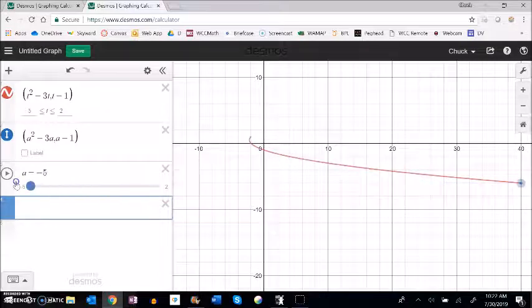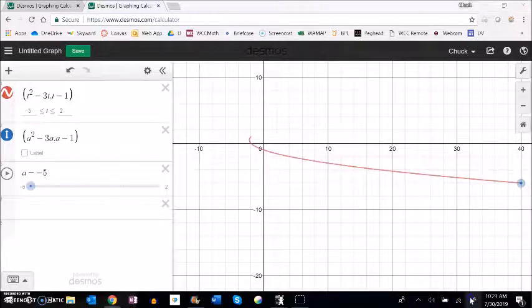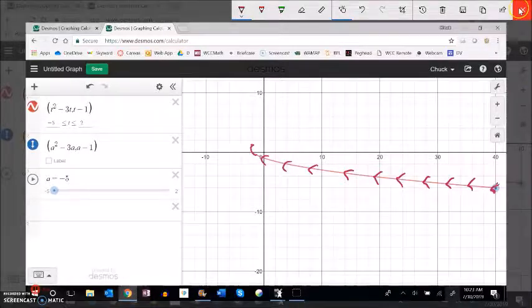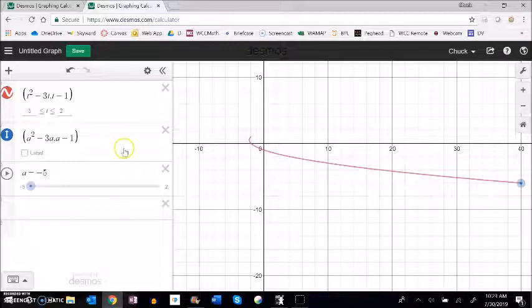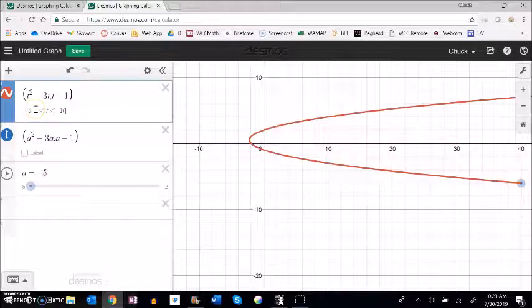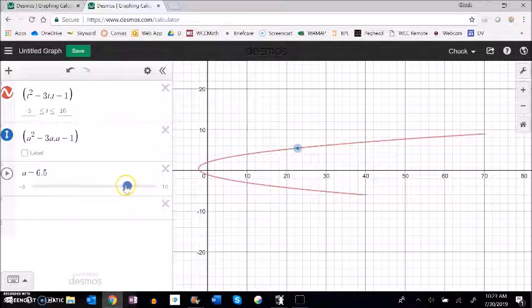If you thought of t as a value like time, as we ran from negative 5 to 2, this is where the point is along that curve. That parameter gives us the points, so it almost gives us a time element and a direction. As t increases, things change in this direction and it comes around. This would be really good if we were doing some sort of parabolic flight. And this negative 5 to 2 gives us a limited piece here. If I change this from negative 5 to 5, we get a longer trail, or negative 5 to 10 even, which gives us a longer piece in how our point goes along that curve.